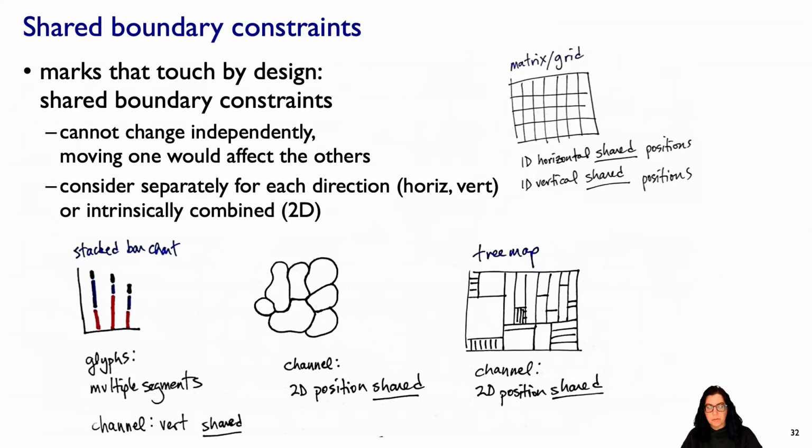And then here are a few more examples where it's not just, say, the latitude and longitude like we had with the geographic regions. We've got these more complex shapes where we can't really trivially decompose them into horizontal and vertical. Again, we'll talk more about tree maps later on. What I want you to notice is it's possible to have shared boundaries that are intrinsically two-dimensional, as opposed to separately addressable vertically and horizontally. And in that case, we'll think about having shared 2D boundaries.